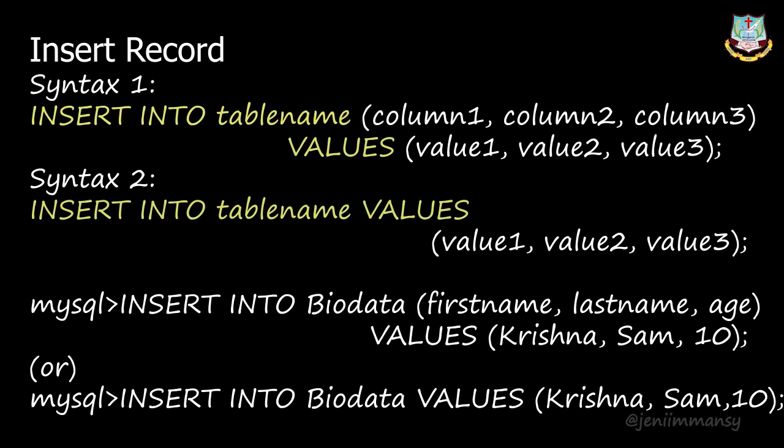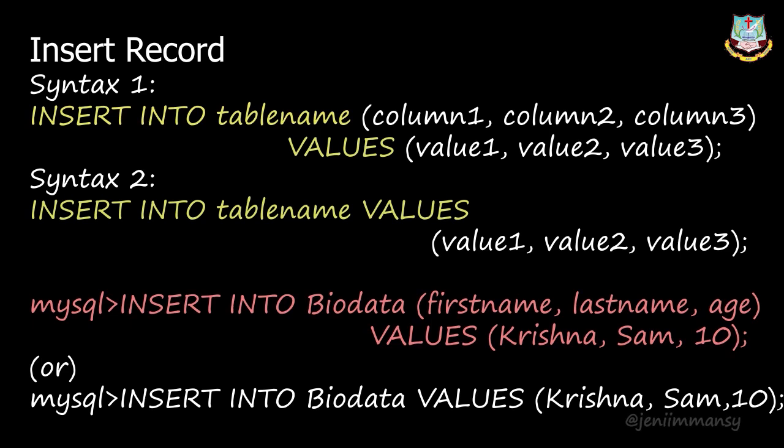Here they have given the syntax as insert into table name first, and then in the bracket you have to give each column. Then values, and in the same way, inside the bracket you give the values. In this example they have given insert into biodata. In this biodata we have first name, last name and age. These are the columns available there, and we are going to add data in this table. For that we give values, and in the bracket again we give the values.